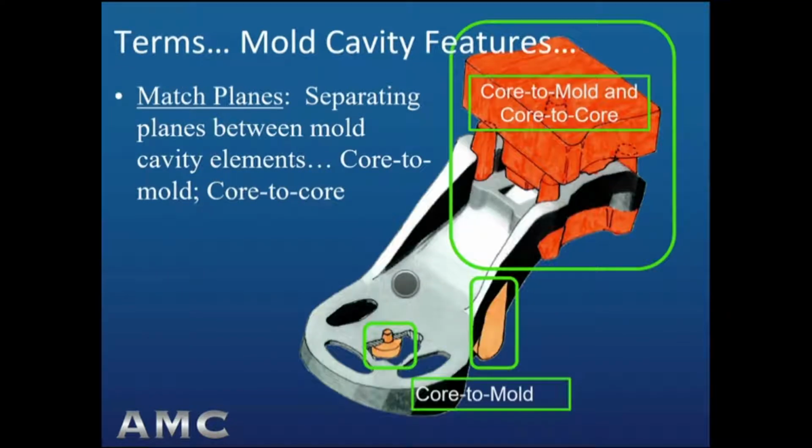Match planes. Match planes separate elements of the mold between the mold cavity itself and from cores to themselves. So here we see that same casting now with 3 different types of cores that have match planes associated with them. The little button core at the bottom forms a little hole in the plate section and has what we call a flower pot core print that sits in the drag, and then the cope fits over the top of that, creating that hole in the plate.